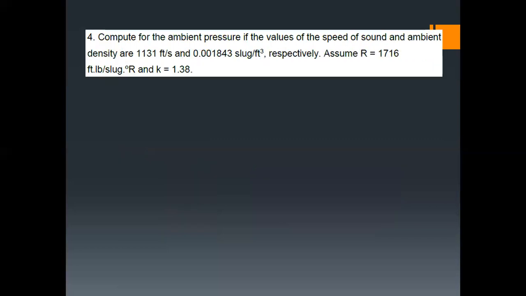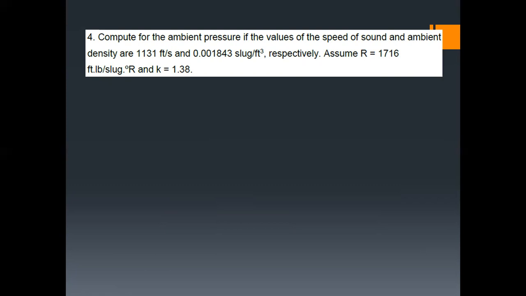Okay? So next, compute the ambient pressure given that the speed of sound and ambient density are 1,131 feet per second and 0.00184 slug per cubic foot, respectively. Assume the gas constant is 16 foot-pounds per slug-Rankine and the specific heat ratio is 1.8. Here, what we are looking for is the ambient pressure.